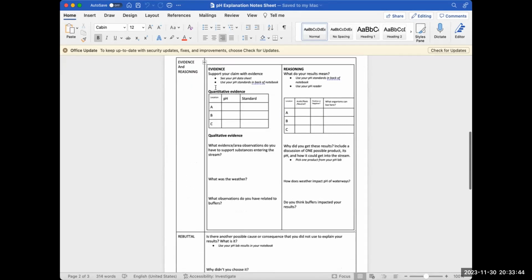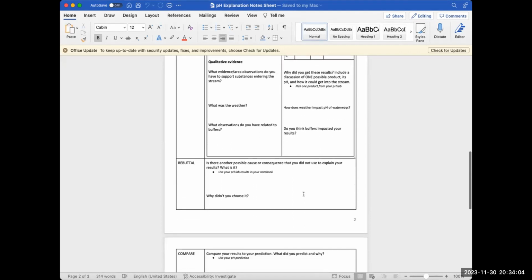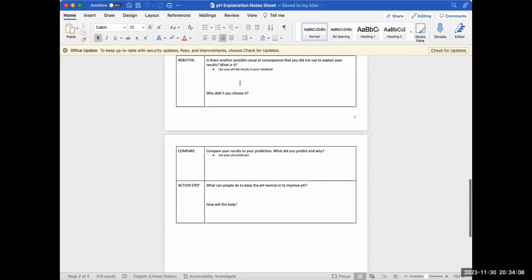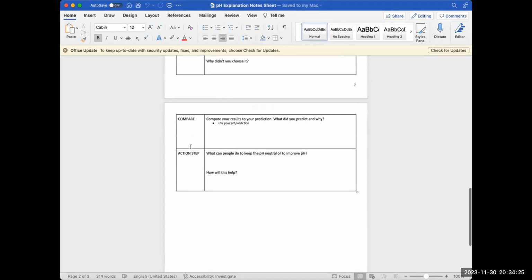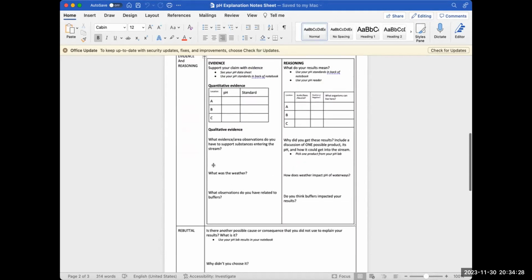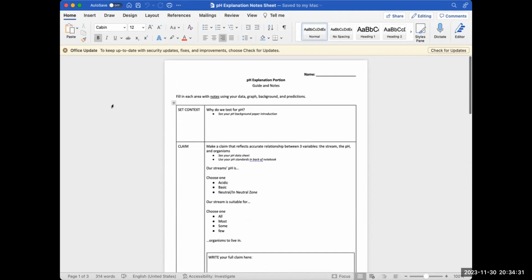We try to have boxes where they're going to put the evidence and then connect it to the reasoning. And so it includes the qualitative data and what it means. It includes quantitative data and what it means, and then prompts for them to think about the qualitative data and what it means. And it has a place for them to put notes on a rebuttal, something that they can rule out. So they could say factories could dump acidic or basic chemicals into streams. We can rule that out because we don't have a factory on our stream. They can do stuff like that. And then comparing their results with their prediction and an action step. So this is one document that we've used.